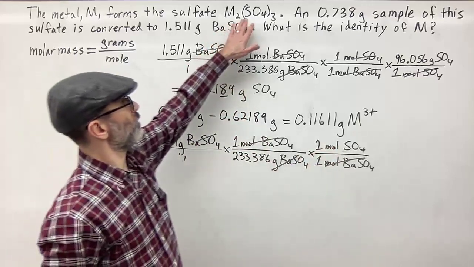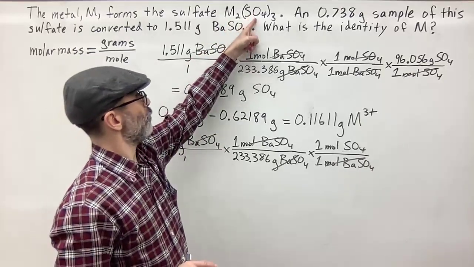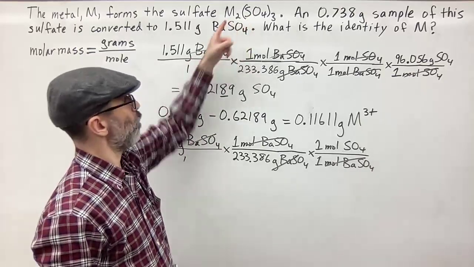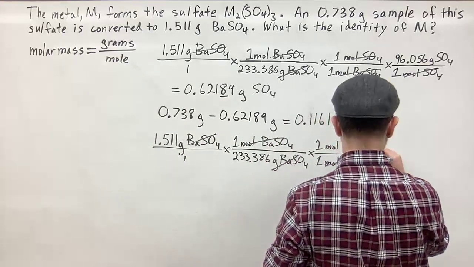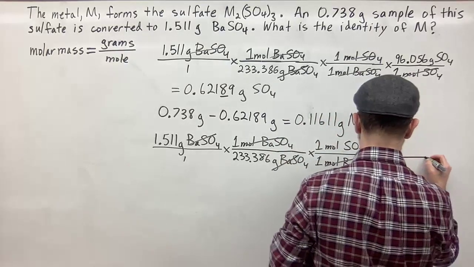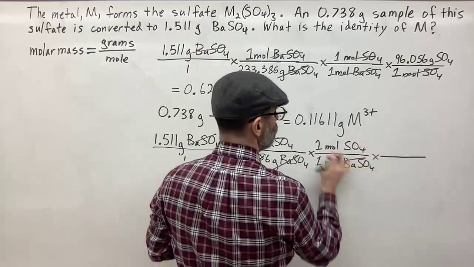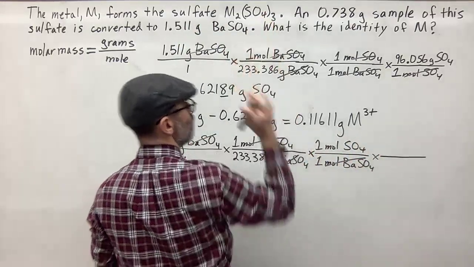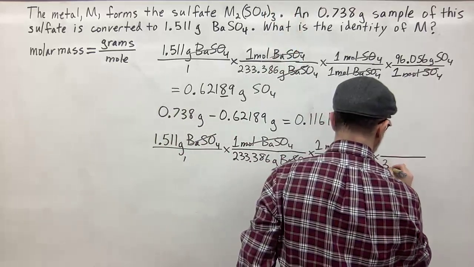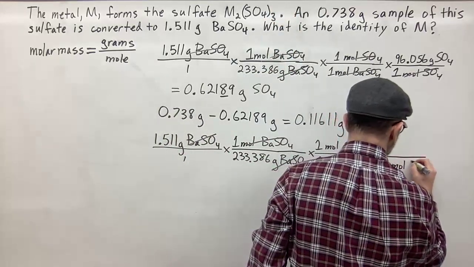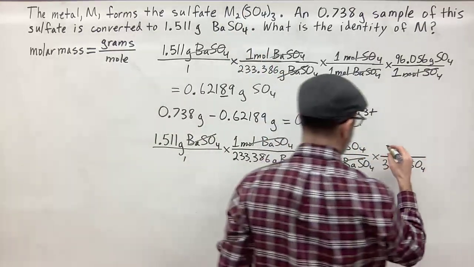Now I can go to the formula here and use that as a mole ratio. So here it's 3 moles of sulfate to 2 moles of the mystery metal. So now all I need to do is use that as a mole ratio. I have moles of sulfate on the top, so I'm going to put 3 moles on the bottom because the subscript here says 3. So I'm going to have 3 moles of SO4, and I have a 2 subscript there. That's 2 moles of the metal.